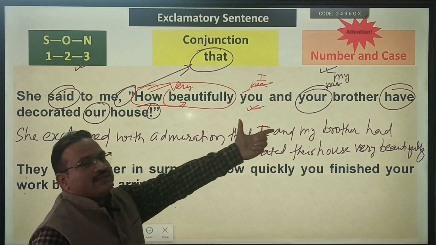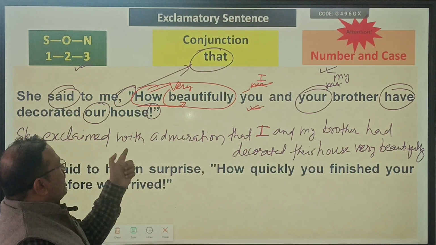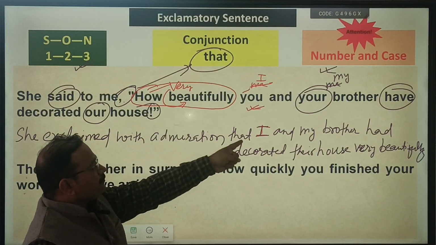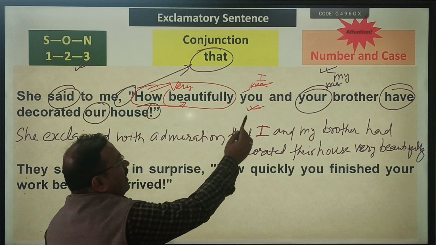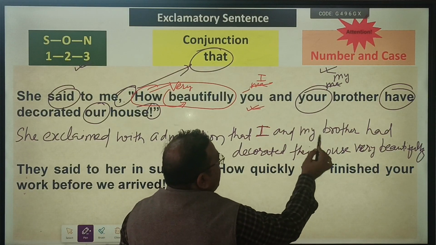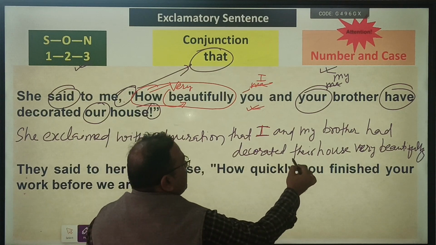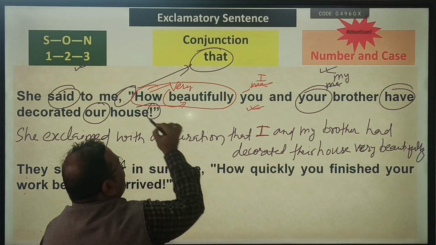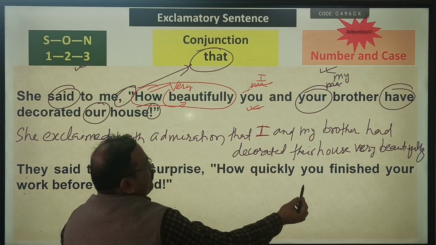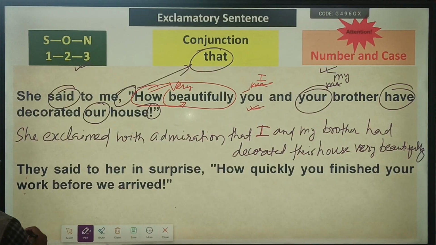She exclaimed with admiration. Why admiration? It's a kind of praise, it's a kind of admire. So she exclaimed with admiration. In place of inverted comma, we use that. I and you change into I, your change into my. I and my brother, present perfect change into had, decorated their house, and this how beautifully, as I said, will change into very beautifully. Very beautifully.